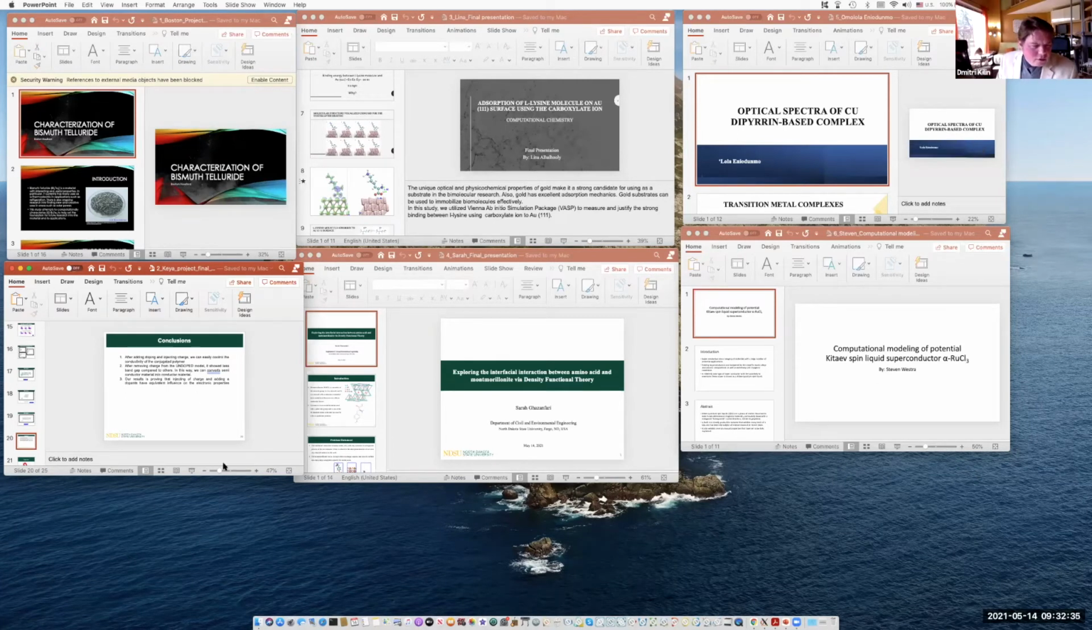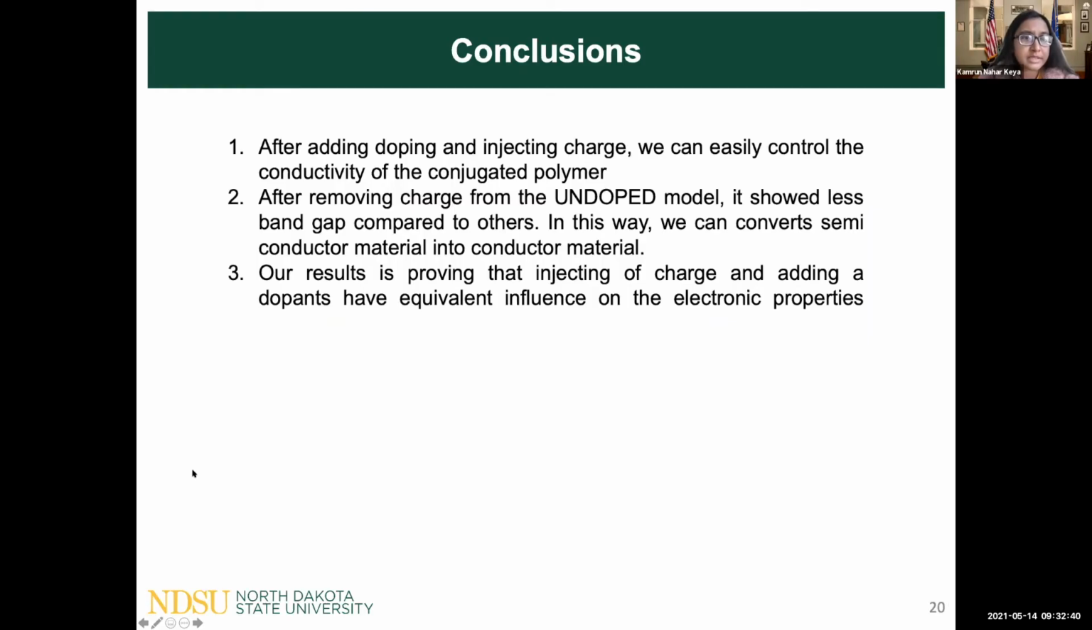Undoped material actually behaves like a more conductive material, and we are adding doping and injecting charge, and those control the conductivity of the cis-polyacetylene material. We are proving that injecting charge and adding dopant more or less show the same result. Okay, please join me in thanking Keya.